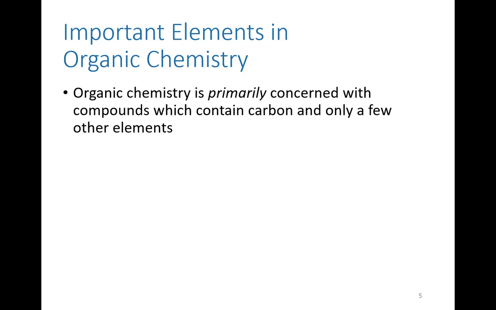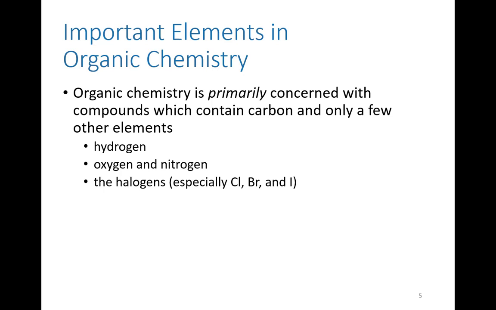Now, organic chemicals don't contain only carbon. Essentially, all of the organic chemicals which we're going to see contain hydrogen as well. Many of them contain oxygen or nitrogen. Some of them contain the halogens, especially chlorine, bromine, and iodine. Fluorine isn't quite as important when we're dealing with organic chemicals. Sulfur also has a minor role, and phosphorus less so.